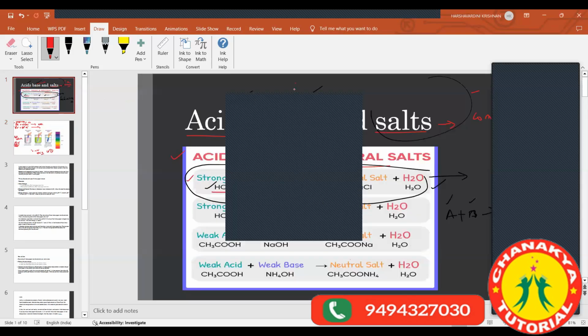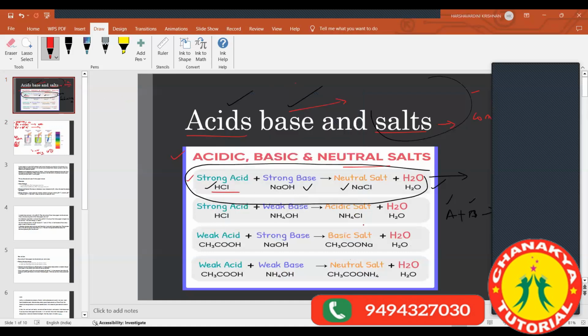First neutral salt. There is no difference between the first neutral salt and the last neutral salt. There is actually no difference. Both are salts, but salts come from different types.